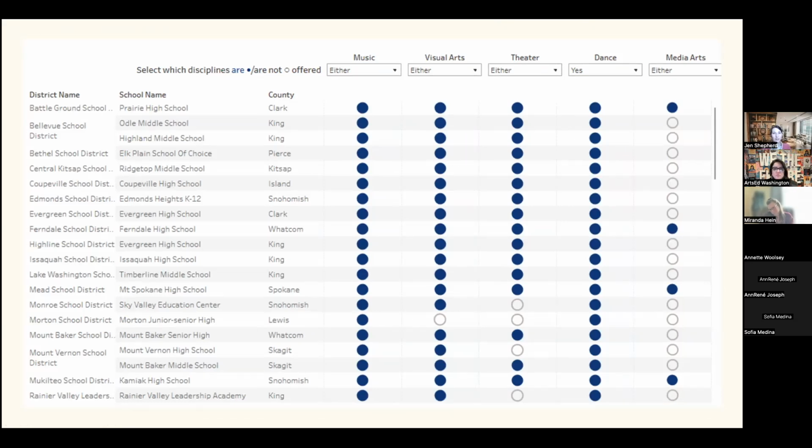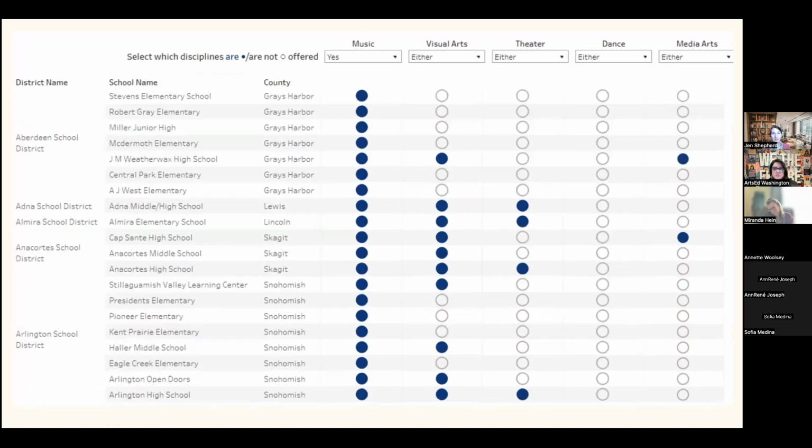But that doesn't work the other direction. If I pick a discipline that's very commonly offered, like music, and say yes to that, I don't necessarily see that same pattern where those schools will also offer these other disciplines. So I think that's a really interesting way to see these relationships between the disciplines, even without it being a chart that's purposefully looking at a correlation or relationship.